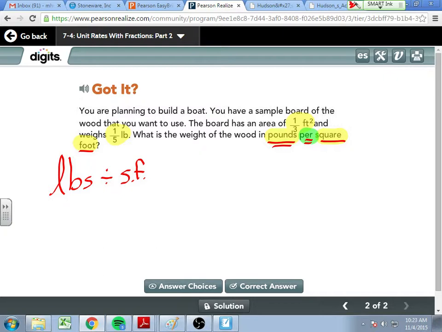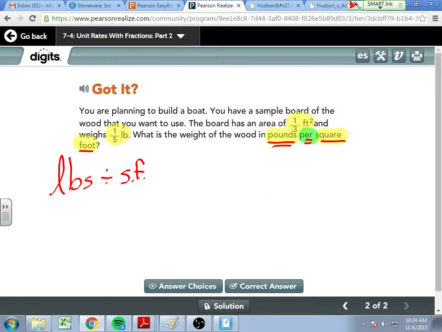Now, Noah, you said something very profound as I walked around here. What'd you ask me? So I just noticed that it's 1/3, and you just multiply the 1/5 by 3. We have a third of a square foot. How many thirds does it take to make a whole square foot? 3. So Noah said, can't I just multiply my pounds by 3?